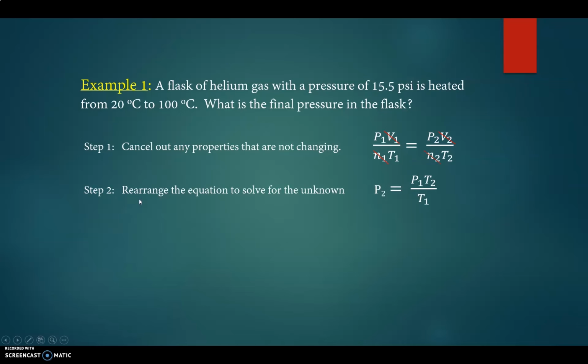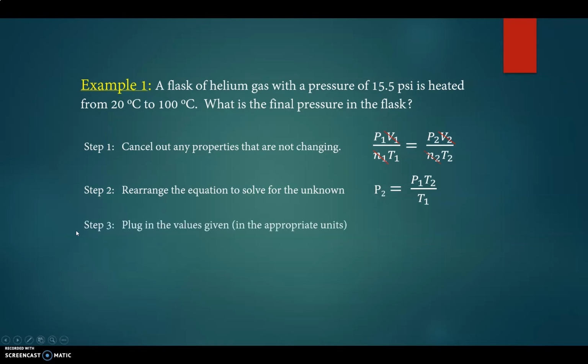Our second step is to rearrange the equation to solve for the unknown. Now, unfortunately, this is not an algebra class, so I'm not going to be spending a lot of time reminding you how to do algebra. So you might want to make sure you refresh your memory. But basically what I've done here to solve for P2, I've simply moved T2 across and up, and that gave me P1 T2 over T1, which I have here.